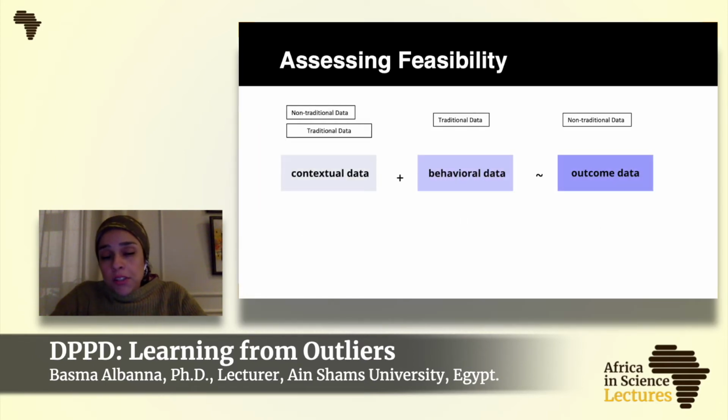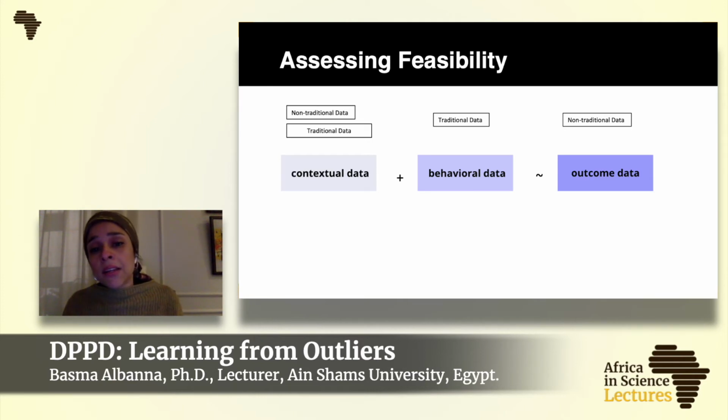In the data-powered positive deviance method, the outcome data usually came from non-traditional data. The behavioral data was the data that we used to get from the traditional data by doing interviewing and surveying of the positive deviants. And the contextual data was used with a mix of non-traditional and traditional data.